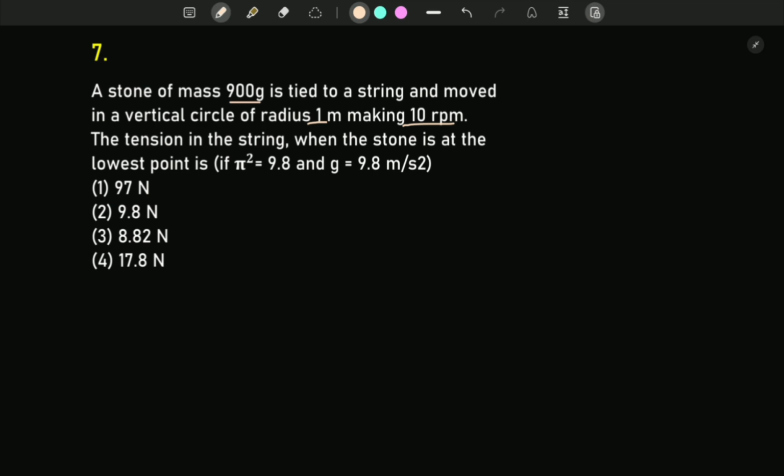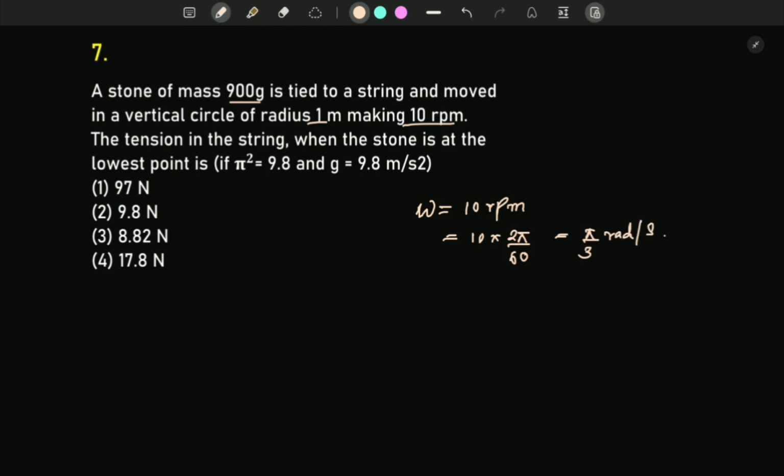So given in the question, omega is 10 rotations per minute, 10 rpm. This equals 10 into 2 pi by 60. We multiplied this in order to convert rotations per minute into radians per second. So this turns out to be pi by 3 radians per second.